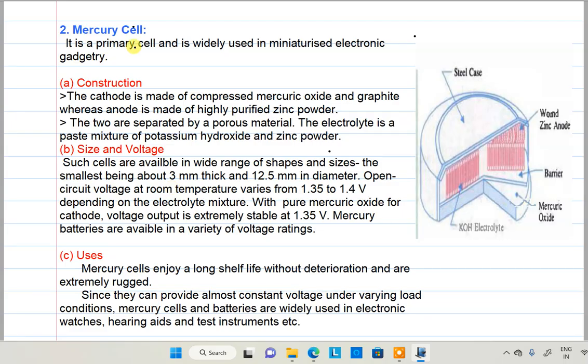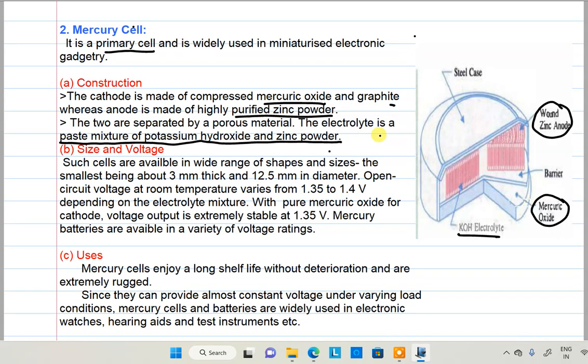Okay, mercury cell. Coming to the mercury cell, it is a primary cell. It is widely used in electronic gadgets. Coming to the construction, the cathode is made up of mercuric oxide and graphite, whereas the anode is highly purified zinc powder. So this highly purified zinc powder is the anode and mercuric oxide is the cathode. Coming to the electrolyte, the two are separated by a porous material. The electrolyte is a potassium hydroxide mixture with zinc powder.